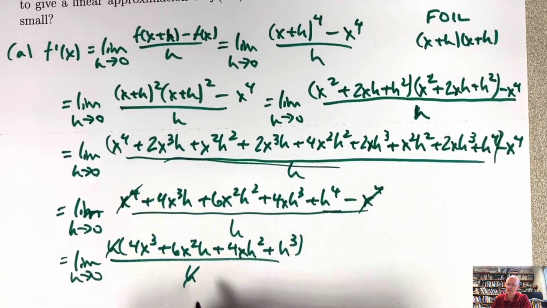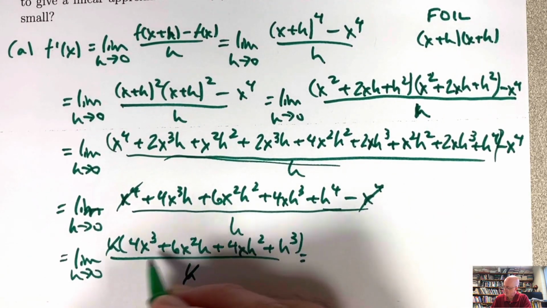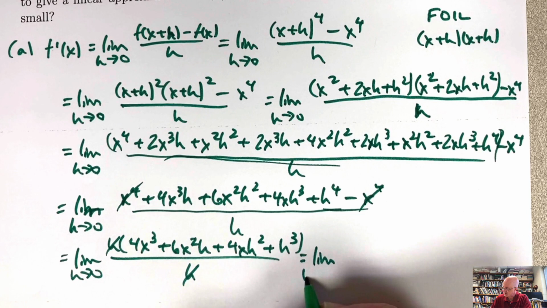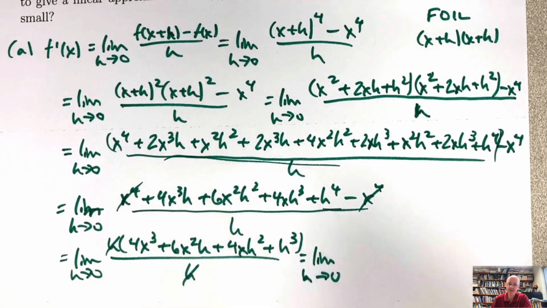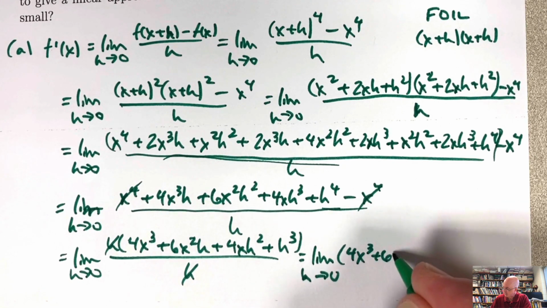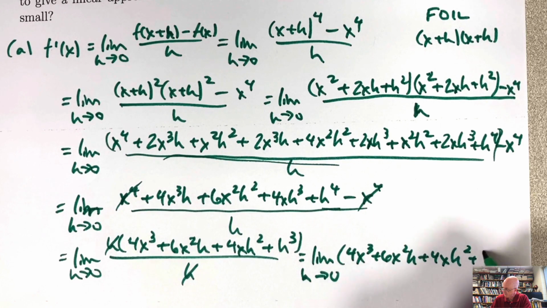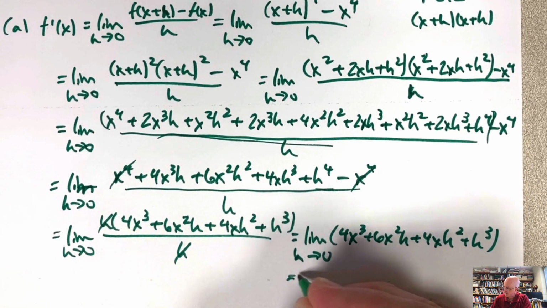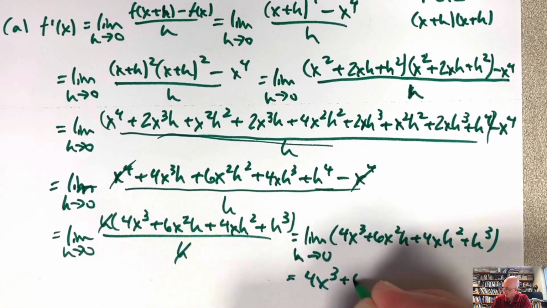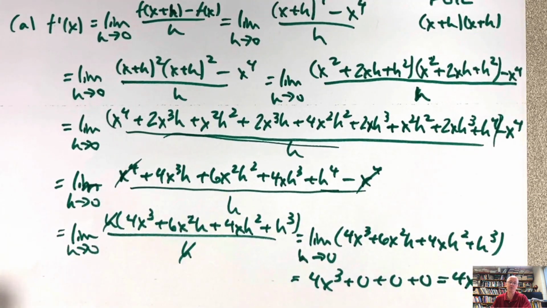Can't plug in h equals 0 yet because we'd be dividing by 0, but once we divide it out, then we're left with the limit of this thing as h goes to 0, and as a function of h for any fixed x, it is continuous. And I can therefore finally evaluate the limit by plugging in h equals 0. And for extra emphasis, I'll get 4x cubed plus 0 plus 0 plus 0 is 4x cubed for the answer. And if you know the power rule, you knew that had to be the answer ahead of time.